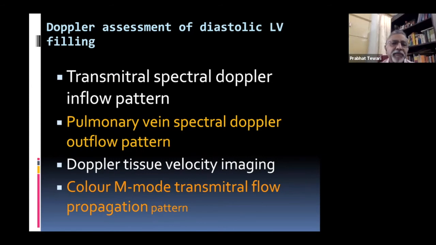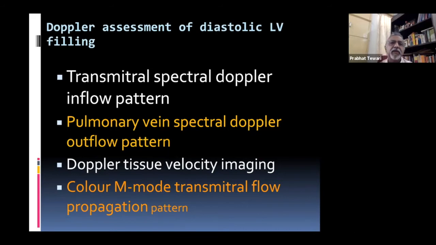Then we look into the pulmonary vein outflow into the left atrium to corroborate what the pressure is like in the left atrium in relation to the left ventricle. Then the tissue Doppler velocities, because diastolic dysfunction is actually affecting the myocardium, and that is causing the flow pattern to change. So if we measure the tissue Doppler straight away, then probably that makes sense.